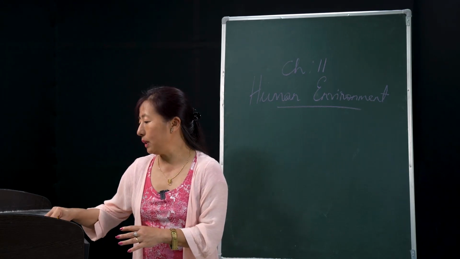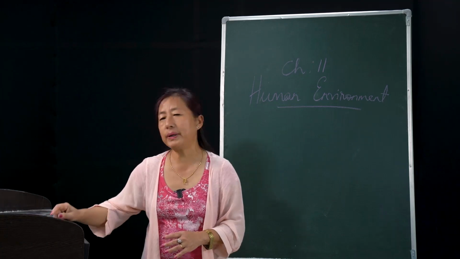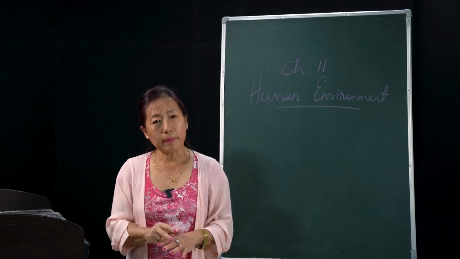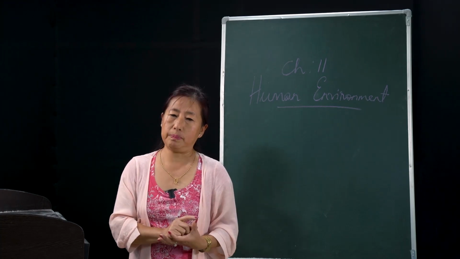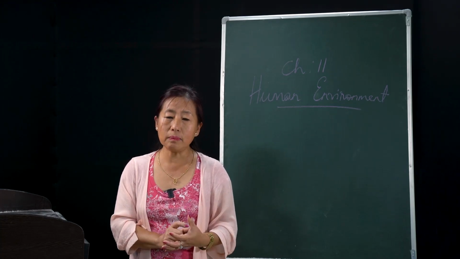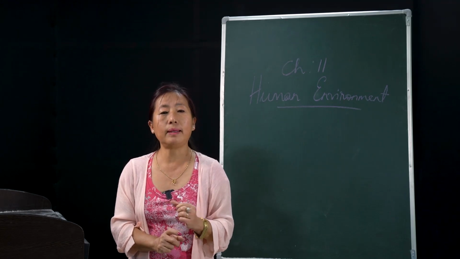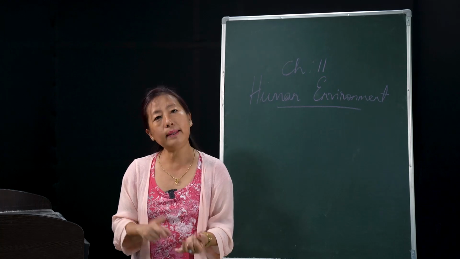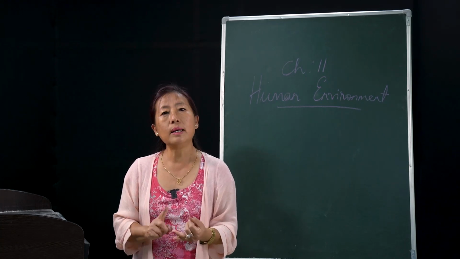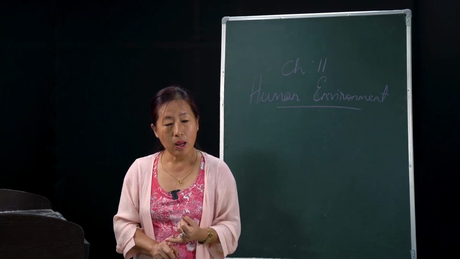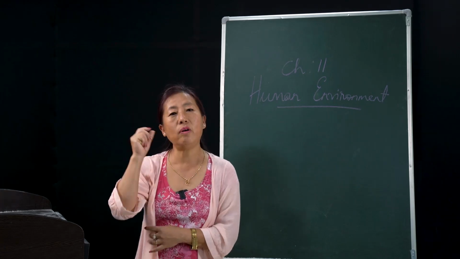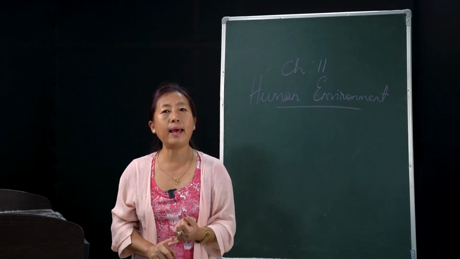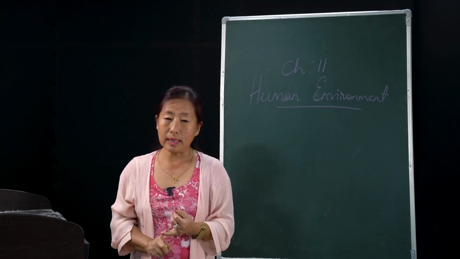Now coming to permanent settlement, we again have two types. One we call rural settlement and the second we call urban settlement. So the two different types of permanent settlement are rural settlement and urban settlement.